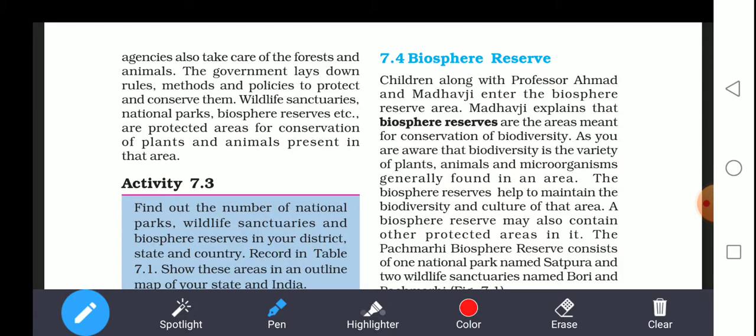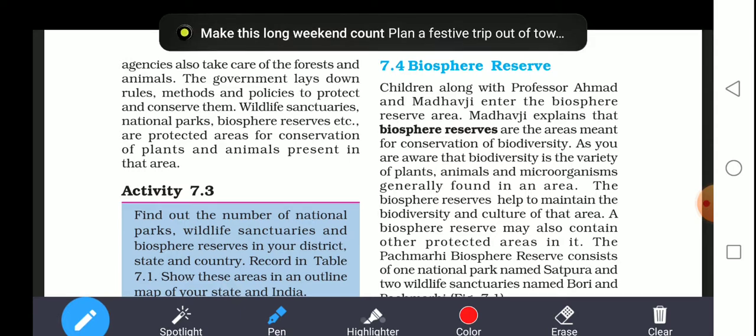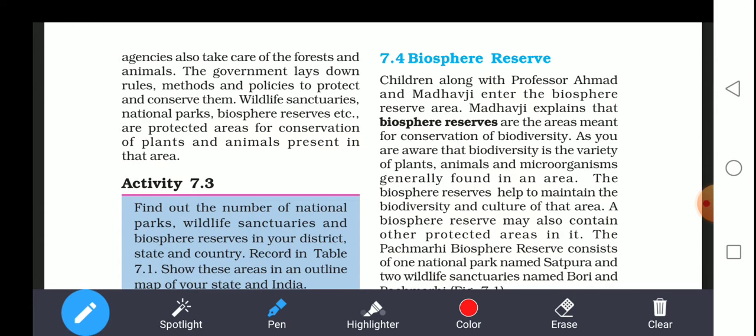Biosphere reserve, children, along with Professor Ahmed, is already discussed in the chapter. So I will not read all of it, but what is important, I will read. What is biosphere reserve in actual terms? Biosphere reserves are areas meant for conservation of biodiversity. As you are aware, biodiversity is the variety of plants, animals, and microorganisms generally found in an area.